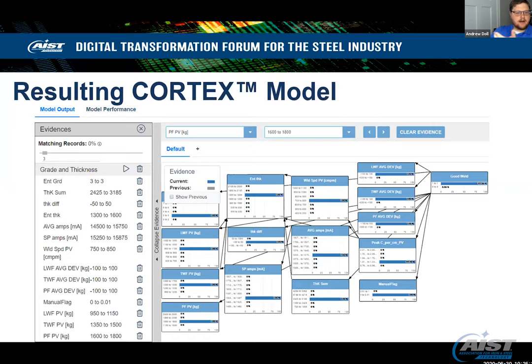We generated a model that was able to give us accurate predictions on the test data as to whether or not a good weld was achieved. So you can see we can apply evidence to this model and it gives us a prediction as to what the probability of having a good weld is.